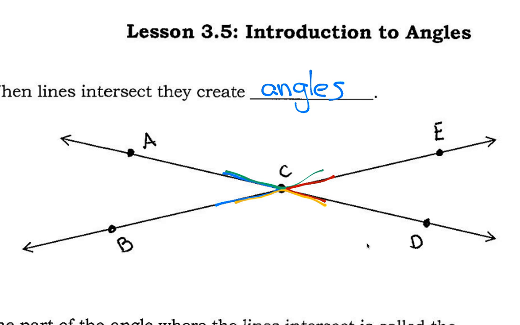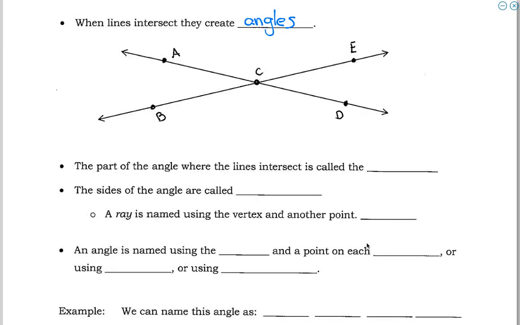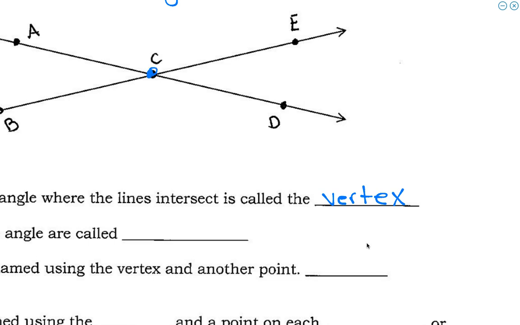Now, angles don't always get created in intersections, but we're just kind of building off what we did in lesson 3.2 and 3.3. So the part of the angle where the lines intersect is called the vertex. In this situation, C is our vertex. It used to be our solution, our point of intersection. Now, geometrically, it is our vertex.